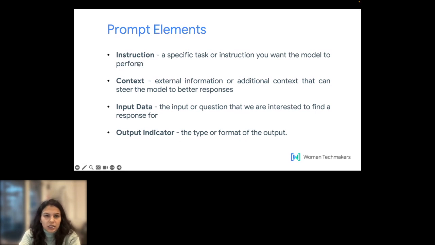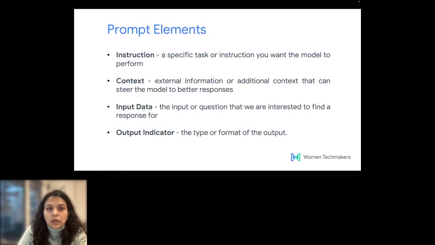What is an instruction? An instruction is a specific task which you want to perform, and you provide that instruction as part of the prompt. Context is some additional information related to your task, if you want to provide it. Input data is the input which we are providing to the model. It could be an input or a question that we are interested in finding a response for. And output indicator is the type of format for the output.